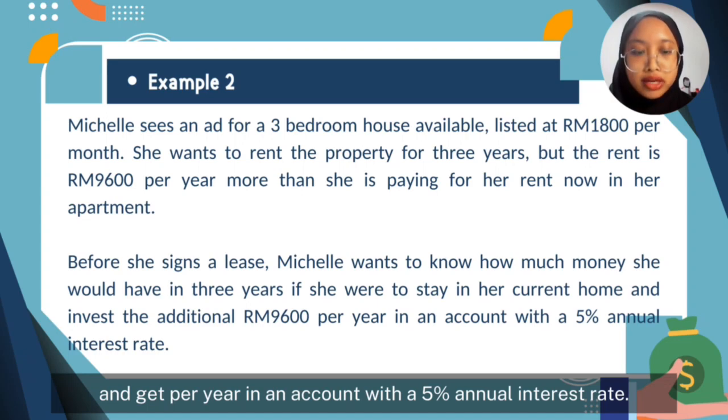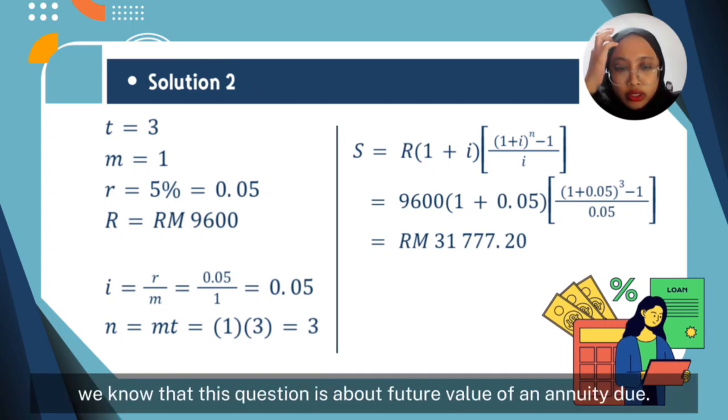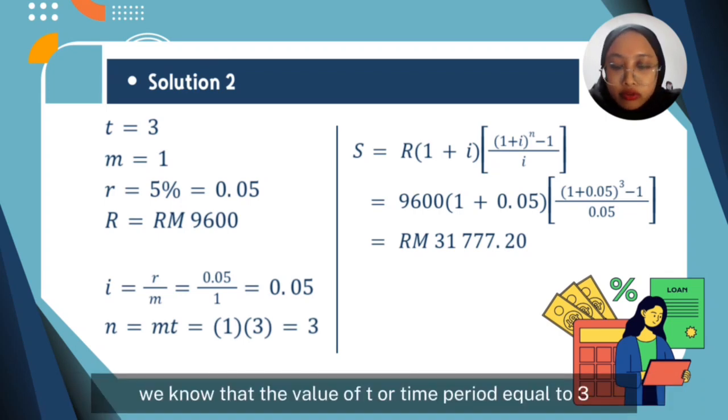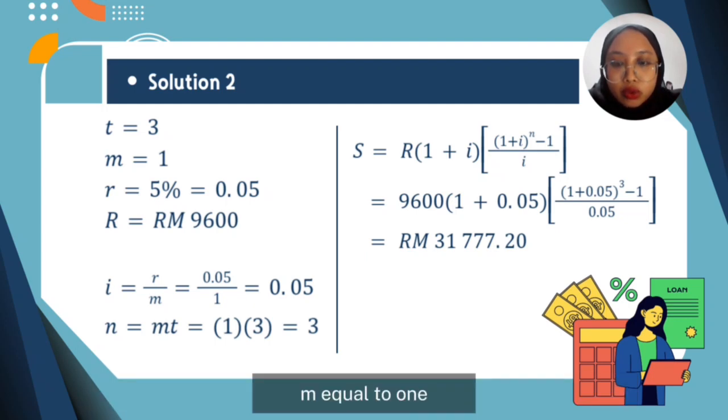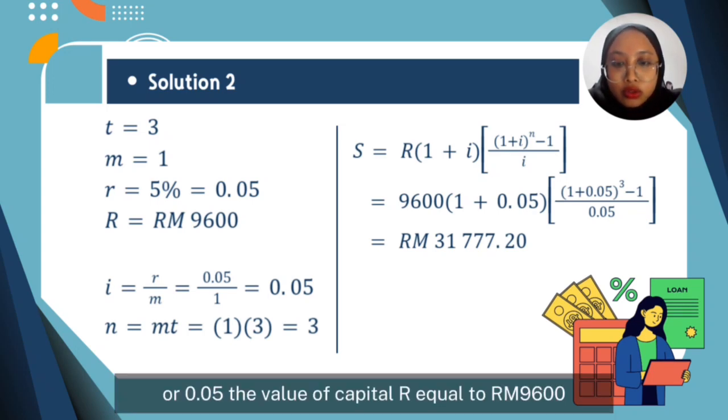5% annual interest rate. From the question of example 2, we know that this question is about the future value of an annuity due. From this question, we know that the value of t, or time period, equals 3, m equals 1, r, or annual interest rate, equals 5%, 0.05, and the value of capital R equals 9,600 ringgit.